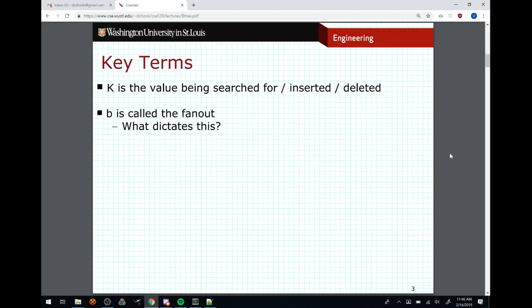All right, let's cover a few more key terms and concepts for these B+ trees. K is a value that we'll use for something that's being searched for or inserted or deleted. I'm going to show you some pseudocode operations for interacting with B+ trees, so K is what we're going to be using. B is called the fanout, or that's actually the branching factor. Same thing, fanout, branching factor. It's the same concept. But what dictates this? How do I know what the value of B is going to be? Do I get to pick that value?